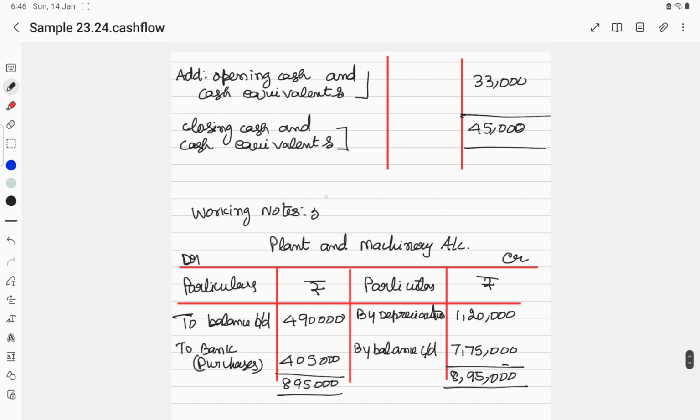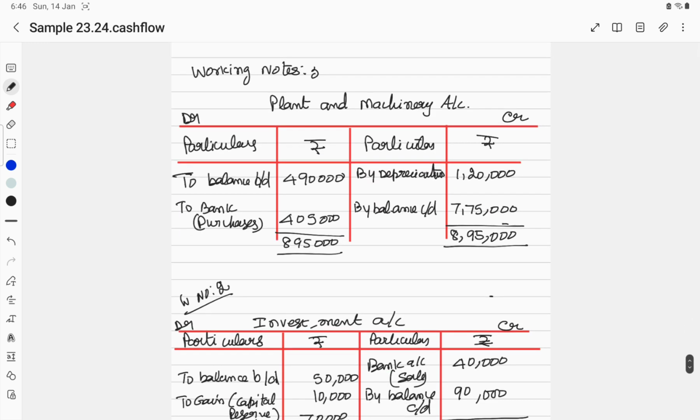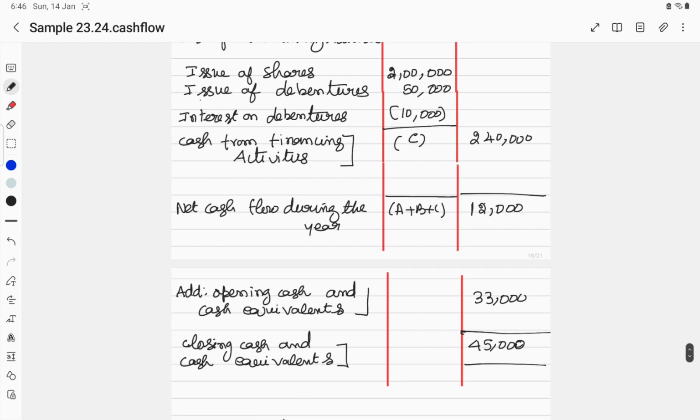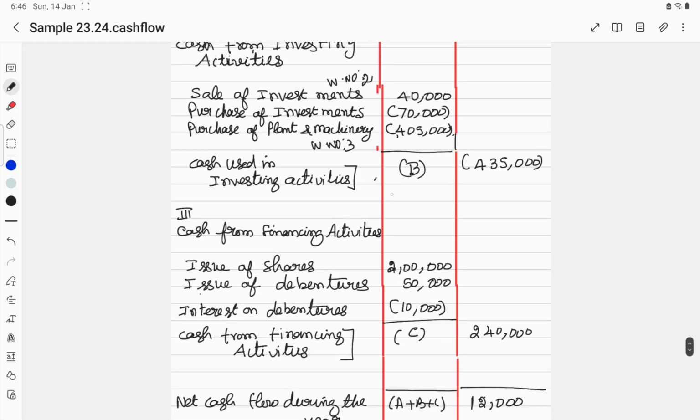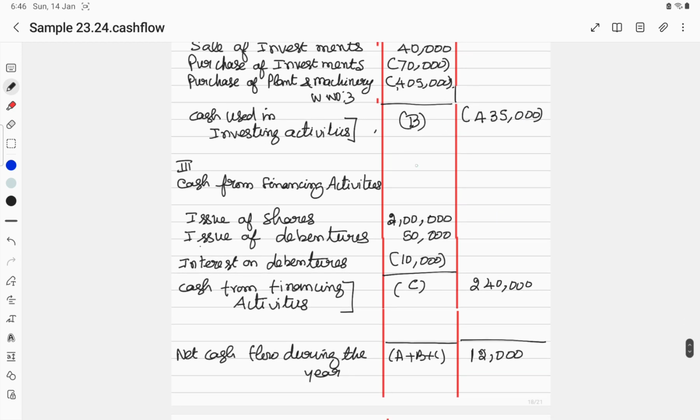Like that, plant and machinery. Working note 3. Plant and machinery. Opening balance of machinery 4,90,000 is given. Closing balance 7,75,000 is given. Depreciation is already provided, 1,20,000. Therefore, the balancing figure, purchase of plant and machinery, that is cash outflow, 4,05,000. Therefore, cash used in investing activities is 4,35,000.